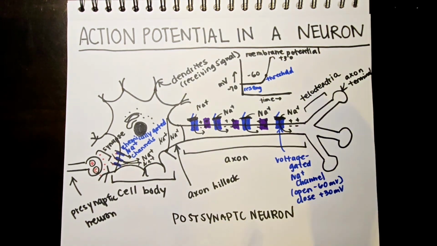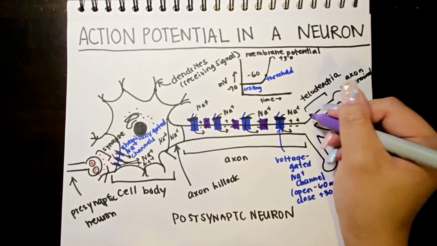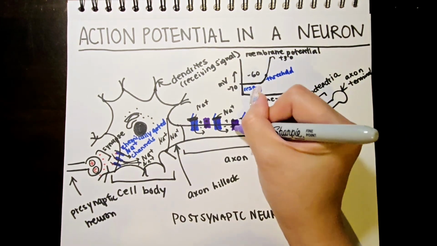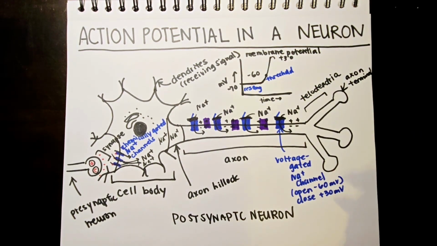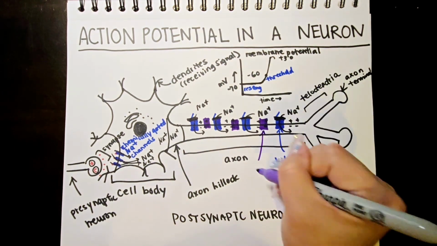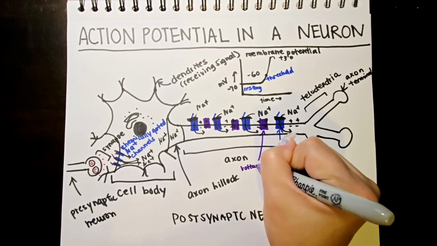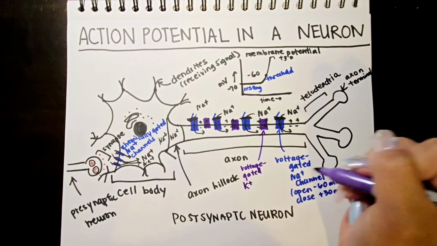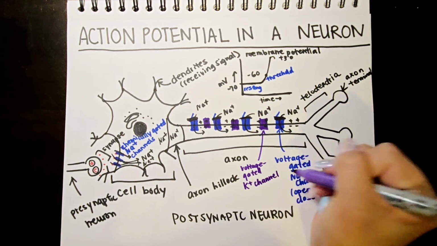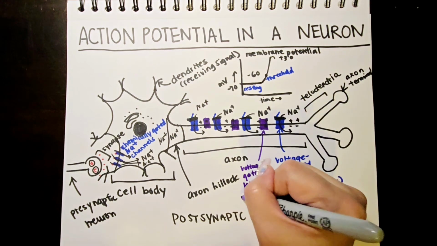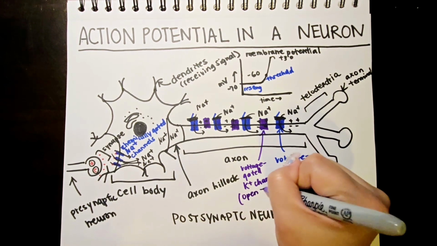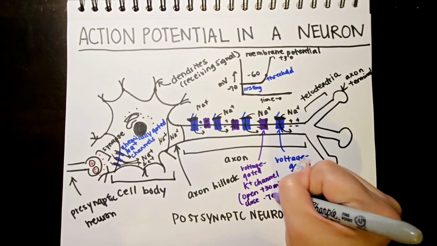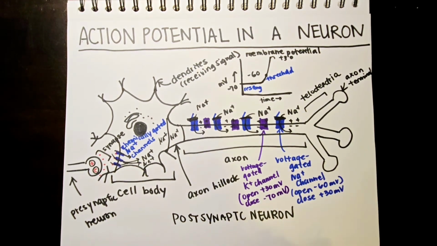Okay. And those are, I'm just drawing 3 for now, so I have room for the last thing here. But then you know that there are equal numbers of sodium and potassium channels. So this one right here is what we call a voltage-gated potassium channel. And for a potassium channel, they open at positive 30 millivolts and close at negative 70 millivolts.